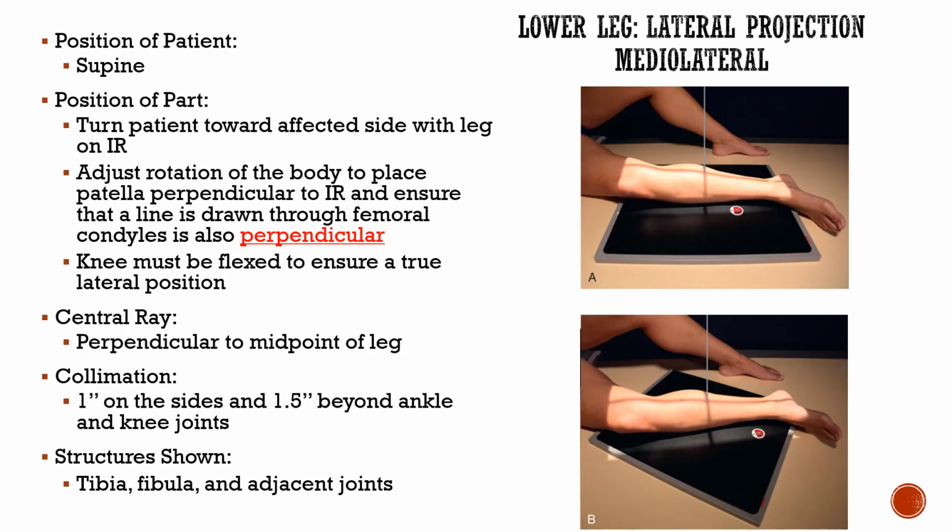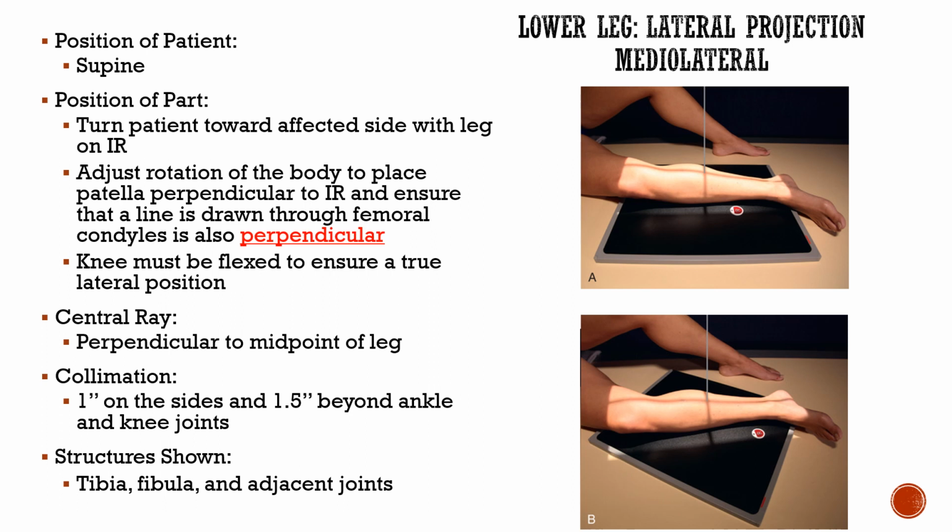On the lateral projection, we're going to perform a mediolateral projection unless we have a patient we need a cross-tibia lateral. Our patient is supine. We're going to turn the patient toward the affected side with the leg on the image receptor. We're going to adjust the rotation so that the patella is perpendicular to the image receptor, and to ensure that a line drawn to the femoral condyles is also perpendicular.